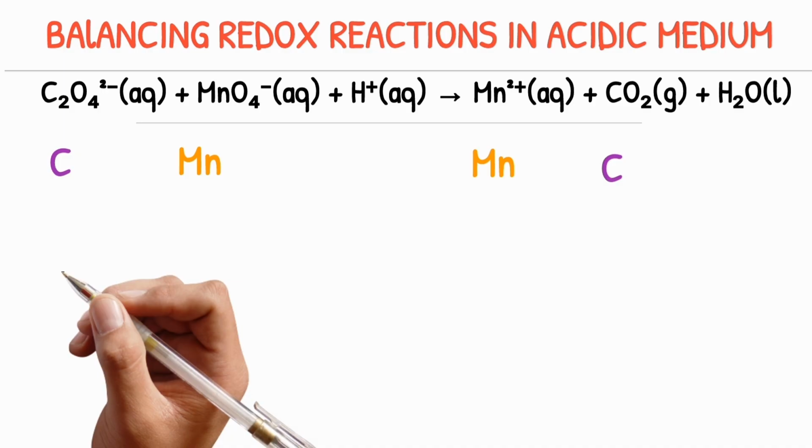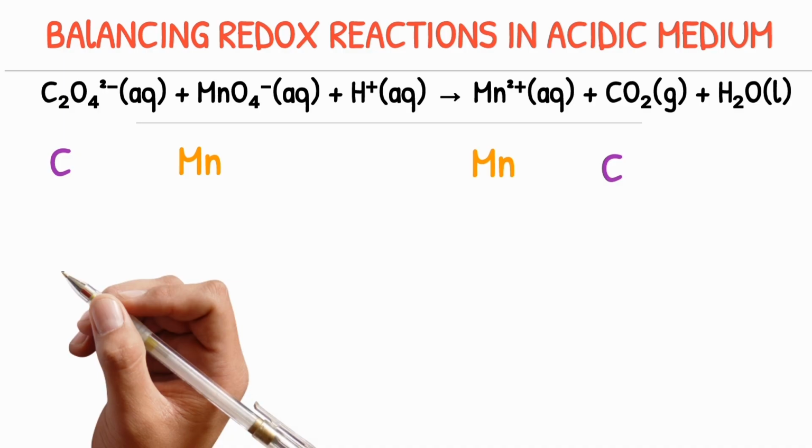On the oxalate ion, we have carbon. Oxygen is not there because we are making an exception for oxygen. Permanganate, the same thing, exception with oxygen; we only have manganese. And then in carbon dioxide, we have carbon. Note that we are excepting oxygen and hydrogen. So these are the atoms we'll be working with.